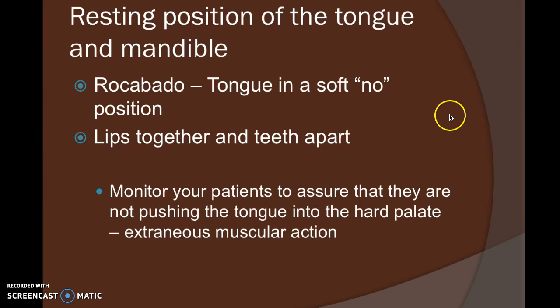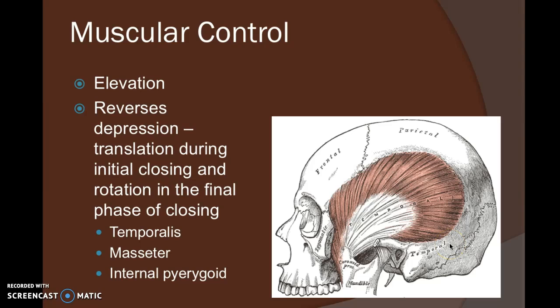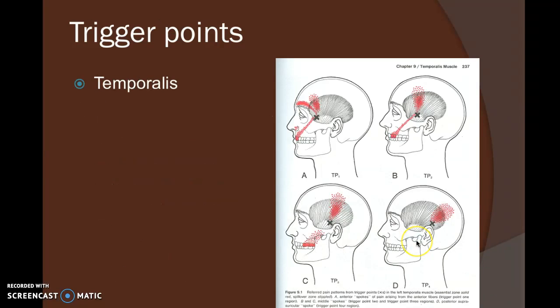So the resting position of the tongue and the mandible: the tongue is in the soft palate position, the lips are together and the teeth are apart. Elevation reverses the opening, and translation occurs during initial closing and rotation during the final closing.